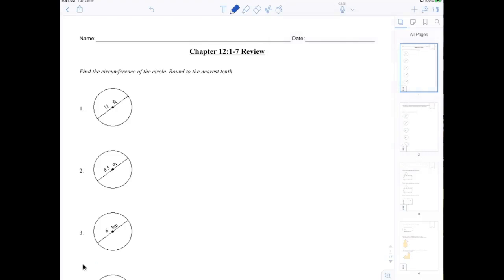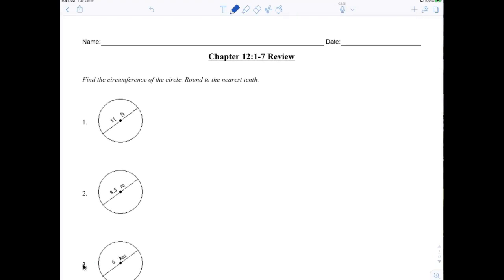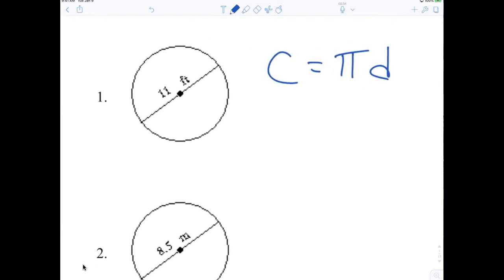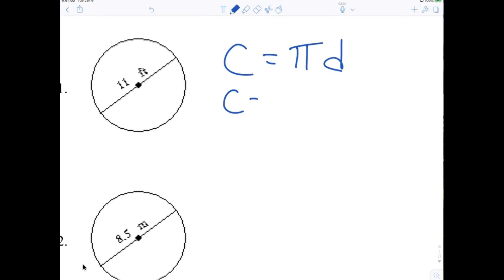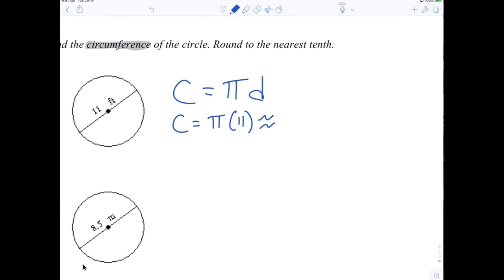All right, so now that everybody's done that, the first one is we're just finding the what? We're finding the circumference. That's correct. What was the formula for circumference? Good. That's right. Circumference is equal to pi d. So in this case, the diameter is what? 11. So on your calculator, circumference equals pi times 11. And we'll round, it says here, to the nearest tenth. So let's go ahead and do that.